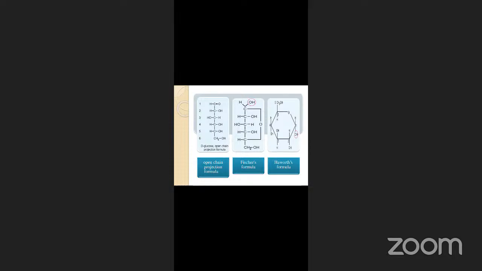Okay. Then anomers. Anomers are nothing but, I will show you. So we represent the glucose molecule in three forms. Even in the pathways, while drawing your pathways, some will give you the Haworth formula, some will give you the open chain formula. Haworth formula is nothing but the ring structured formula. Open chain projection formula means whatever formula we are just reading. And another is Fischer's formula. So you can represent the carbohydrates in any of these three ways.